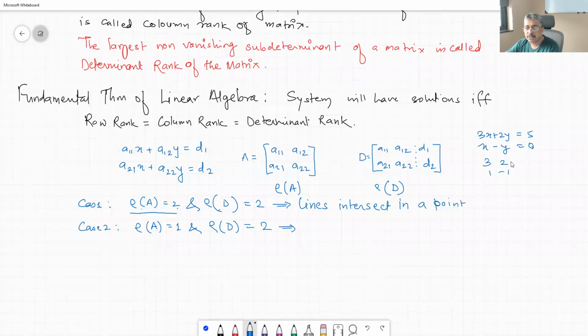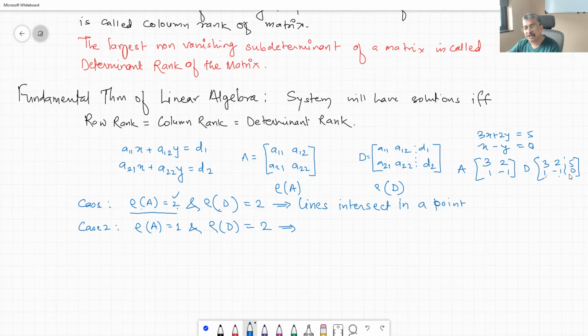3, 2, 1, minus 1, that is our A, and D is 3, 2, 3, 1, 2, minus 1, augmented with 5, 0. Now this 2 by 2 determinant is non-zero, therefore rank of A is 2, correct. Now try all 2 by 2 here, and if you happen to get only one non-zero, still the rank is 2.